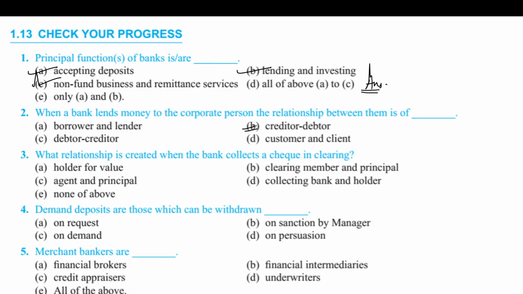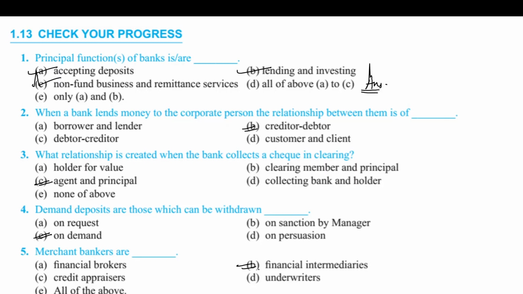What relationship is created when bank collects a check in clearing? Very simple. We have just understood it. So it is agent and principal. Demand deposits are those which can be withdrawn on demand. So C is your correct answer. Then merchant bankers are financial brokers, financial intermediaries, credit appraisal, underwriter, all of the above. So merchant bankers are financial intermediaries. So B is your correct answer for this question.